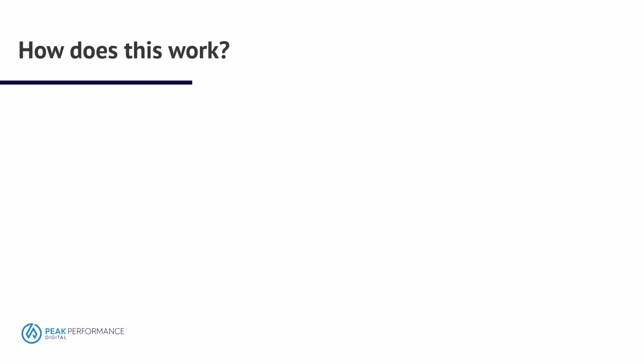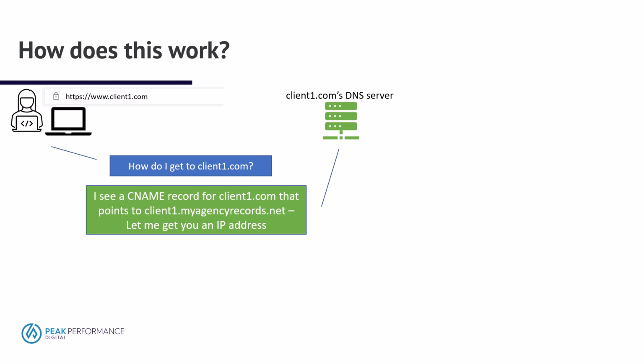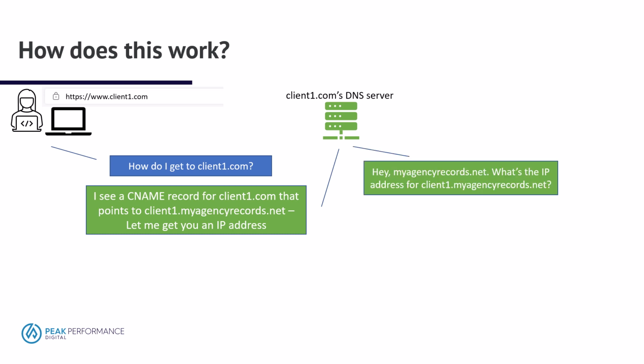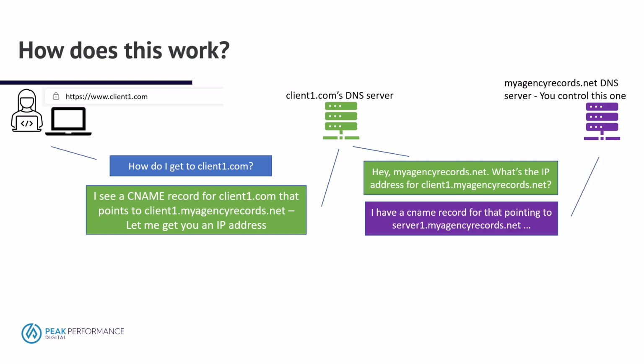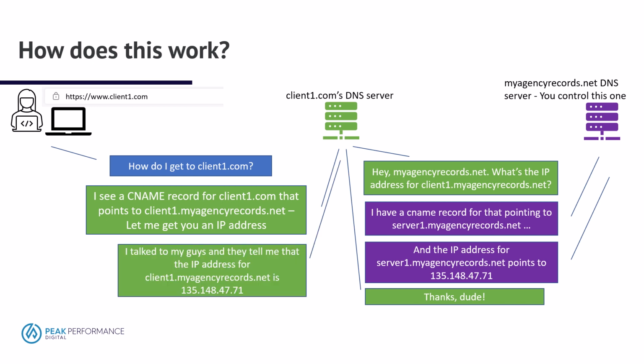So let's see how all this works in practice. We start off by wanting to go to client1.com. Client1's DNS server is going to respond, hey, I see a CNAME record for client1.com. It points to client1.myagencyrecords.net. Let's get you an IP address for that. Then that client1 DNS server says, hey, myagencyrecords.net, what's the IP address for client1.myagencyrecords.net? The myagencyrecords DNS server comes back and says, cool, I have a CNAME for this, and it points to server1.myagencyrecords.net. And the IP address for server1 is 135.148.47.71. Client1's DNS server then gets that IP address and says, awesome, I got that. And it tells the client, hey, I talked to everybody, and here's the IP address you're looking for.